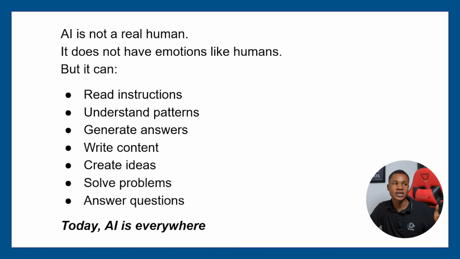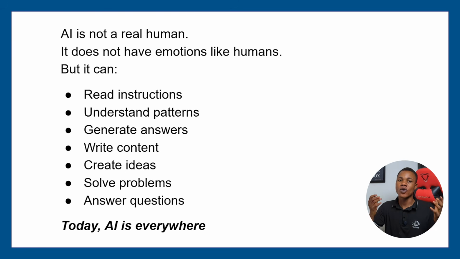Pattern means, let's say for example, yesterday I was talking to AI about love, and today I want us to continue the communication we were having about love yesterday. It actually understands that you were talking about love yesterday with it, and it can continue. So it understands patterns. It generates answers.